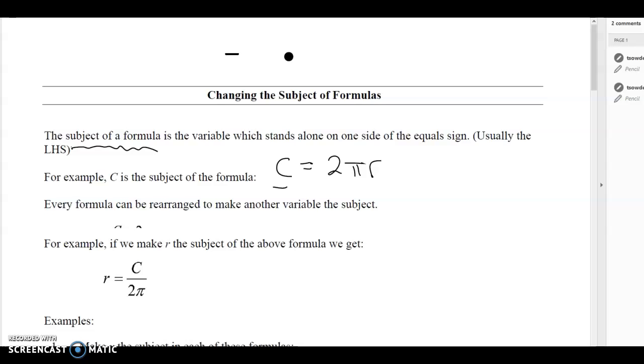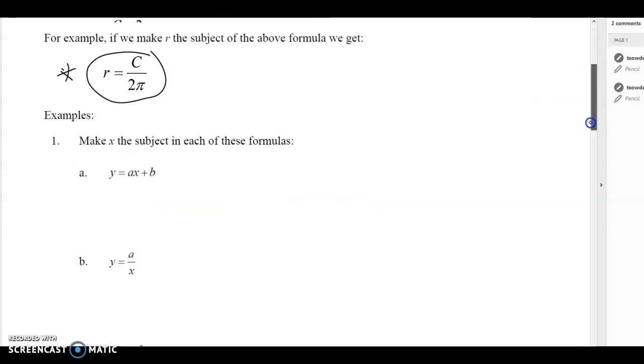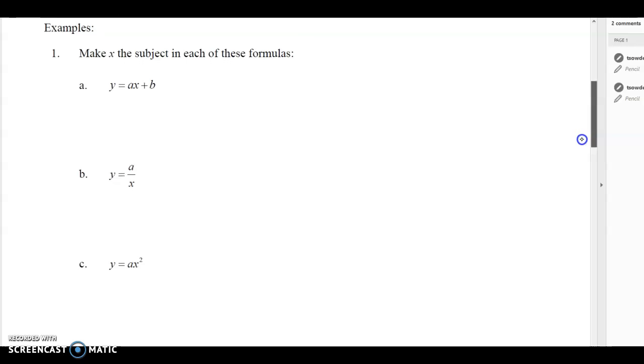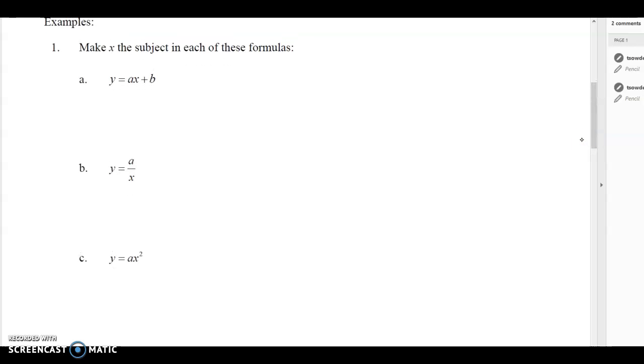Now, every formula can be rearranged to make another variable the subject. For example, if we make r the subject of this formula, then we'd get this. So it's the same relationship between the different variables, except C is the subject here, and r is the subject here. Okay, so let's do some examples of changing the subject in formulas.